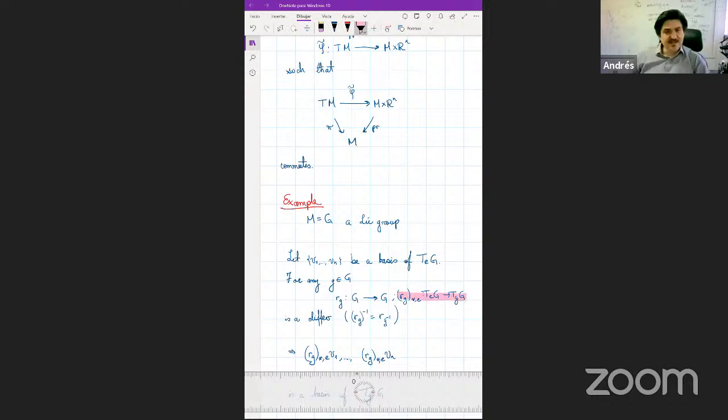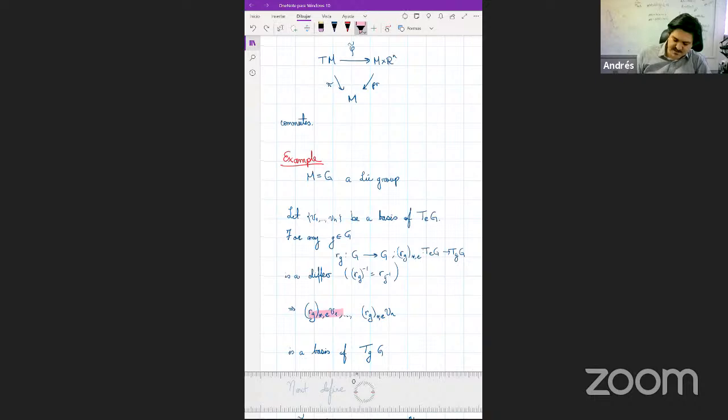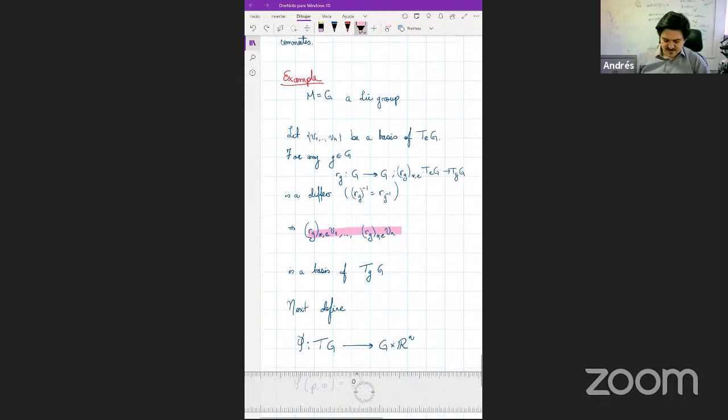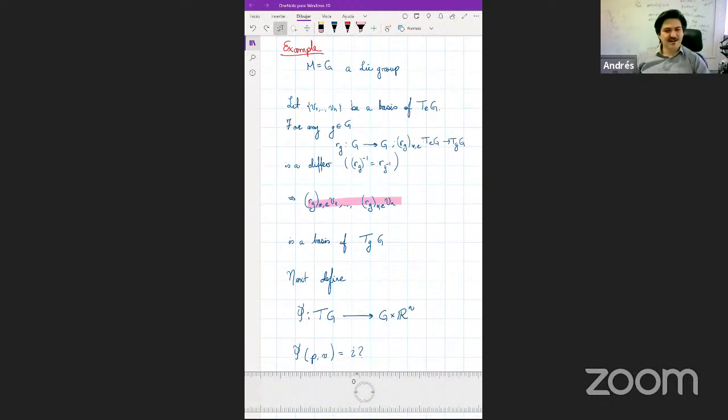Because this map is a linear isomorphism, I get that this is also a basis. It's a basis now of that tangent space, right? I have a nonlinear map. So how would you define this diffeomorphism?